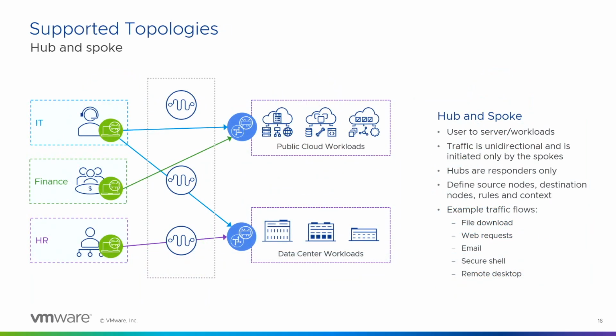So two different types of topologies, like I mentioned. One is the hub and spoke. With this topology, when you configure it, you can specify the sources as well as the destination. The traffic here is unidirectional, meaning only spokes can initiate the traffic to the hubs. The hubs will be the responders only. And when you do that, the spokes can't talk to each other. It's just spokes to hubs. Some examples for this type of traffic would be your web requests, remote desktop requests, or file download requests and all that.